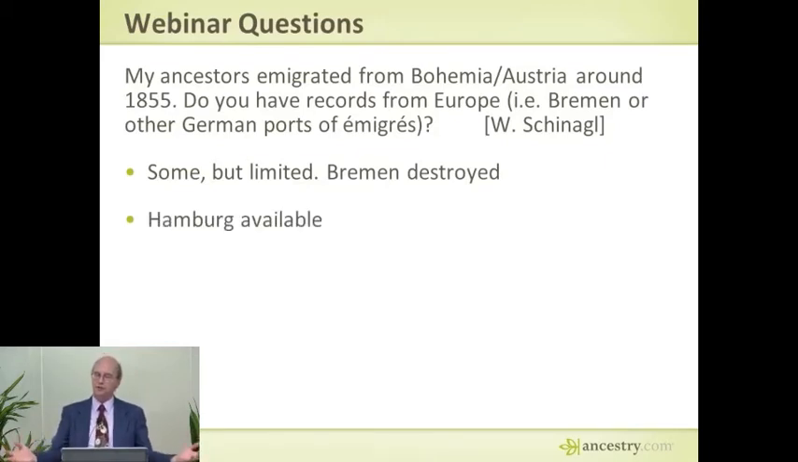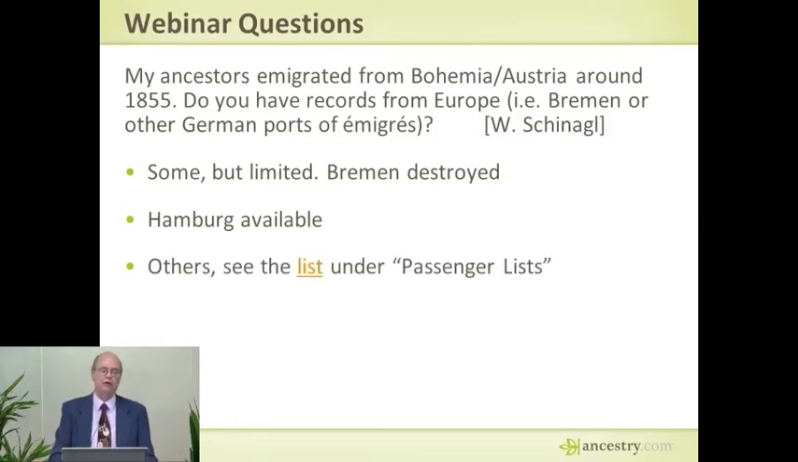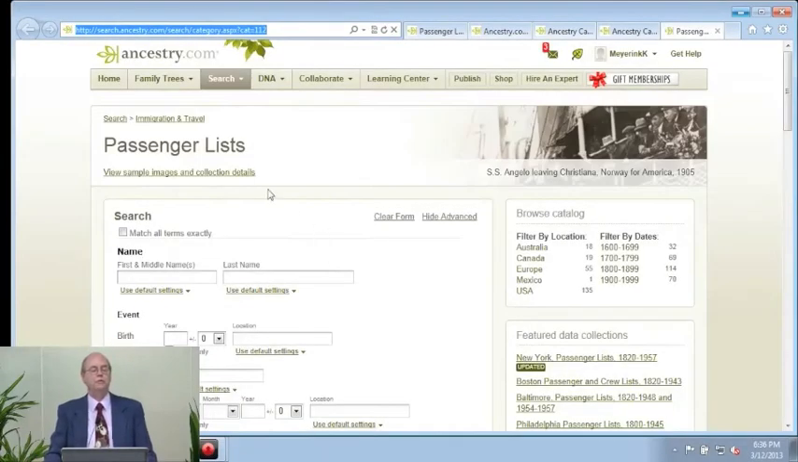The Hamburg lists, for instance, are available and are at Ancestry, where you can look for departures out of the port of Hamburg. Okay? There are other lists at Ancestry, under passenger lists, and we can go and look at them real quickly. I'm going to go back to Ancestry real quick and back to the passenger list listing here.